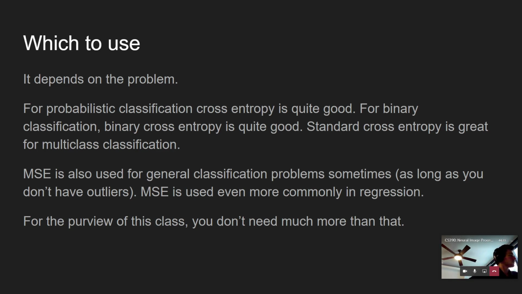It can be used for general classification problems. It's also quite good for regressions. If you're doing some sort of neural network that's trying to model a regression, it's very good for that. But in the purview of this class, the main things you'll be using are probabilistic cross entropy, binary cross entropy, and MSE. Maybe you can try MAE at some point, but those are the main ones we'll be messing with.